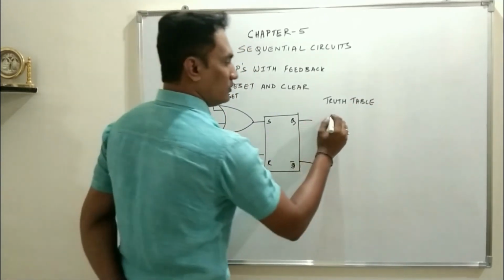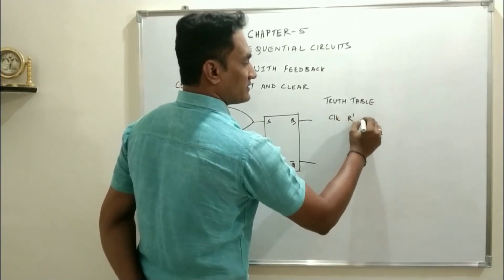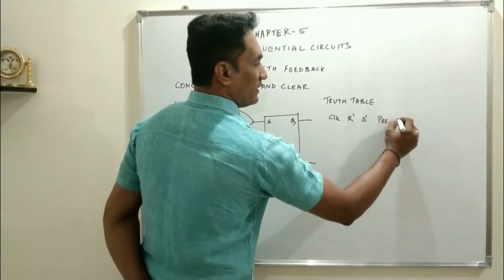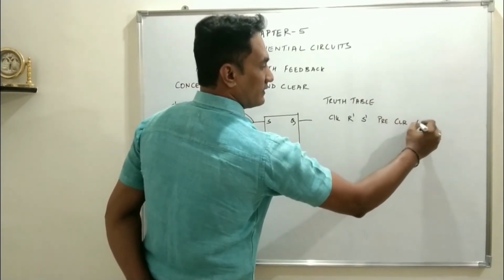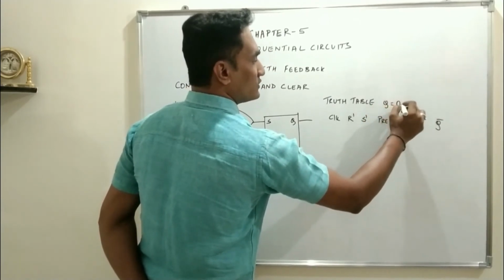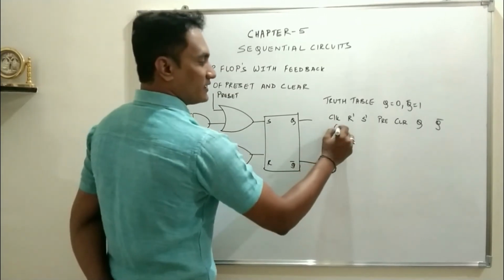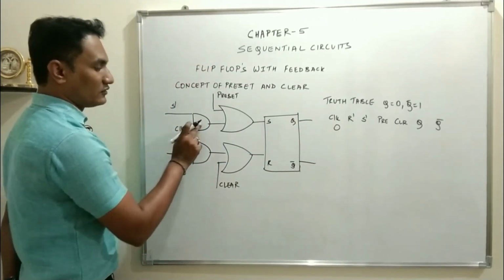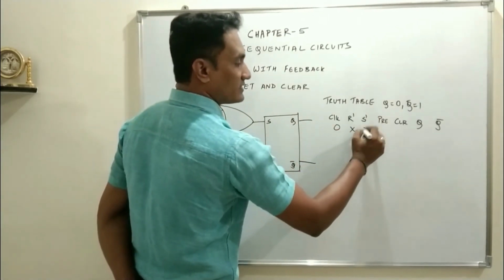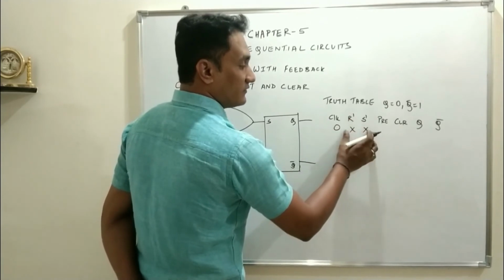Truth table. So now this is clock, this is R dash, this is S dash, preset, clear, Q and Q bar. Let's say initially Q is equal to 0, Q bar equals to 1. So what happens when clock is 0? When clock is 0, the AND gates are deactivated. We don't care about the condition at R dash and S dash. So when clock is 0, this condition will prevail.